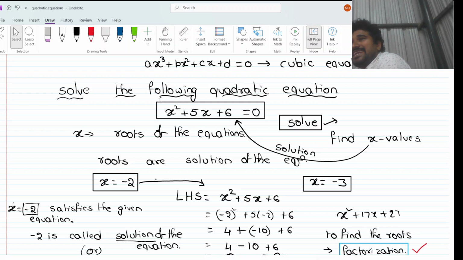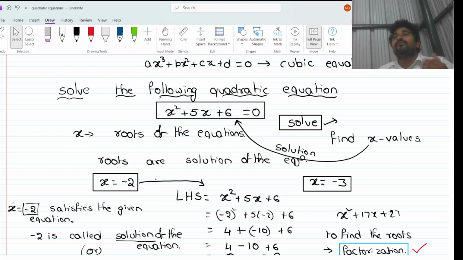And the solution of the quadratic equation, if you find it, is nothing but the roots of the quadratic equation. Correct? So a quadratic equation will have how many roots? 2 roots. The roots of the quadratic equation, how do we find?